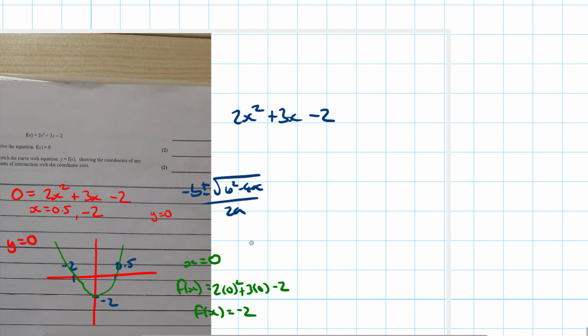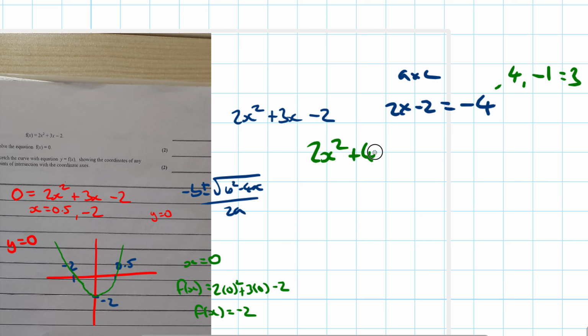So the first thing we do is we do a times c. That's going to be 2 times minus 2, which is equal to minus 4. And then we look at the factors of minus 4 that can make plus 3. So we've got 4 and minus 1. And if we add those together, they make 3, which is b. So we replace b with 4x minus x, so we get 2x squared plus 4x minus x minus 2.